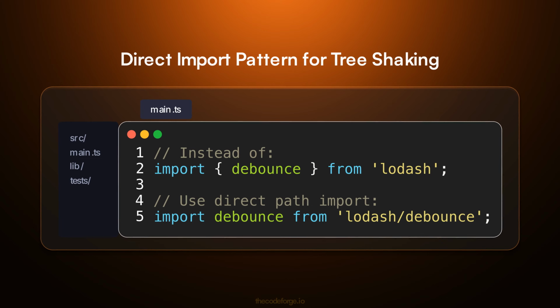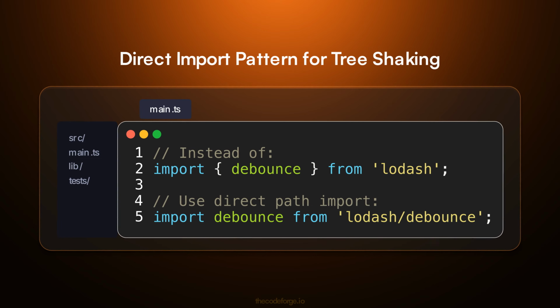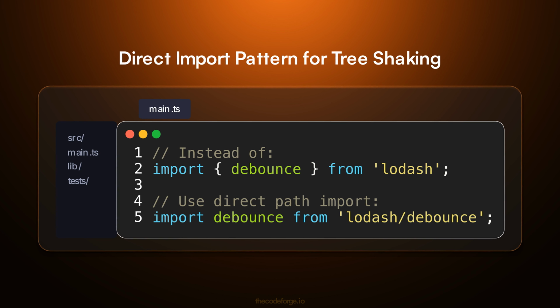The article mentions using lodash-es or individual packages, but doesn't show the direct path import pattern. For CommonJS libraries like lodash, import the specific file path to bypass barrel issues. Import debounce from lodash/debounce. This avoids the main entry point entirely and bundles only the needed module.